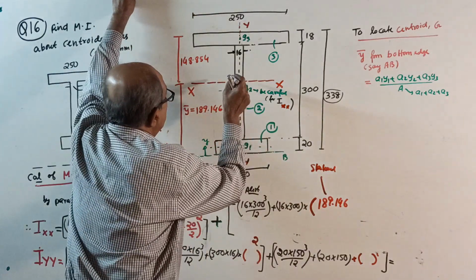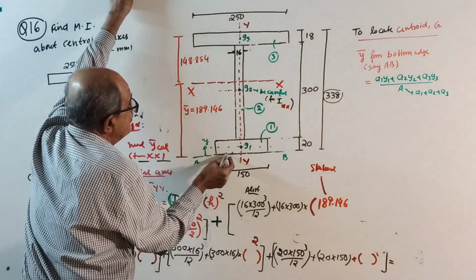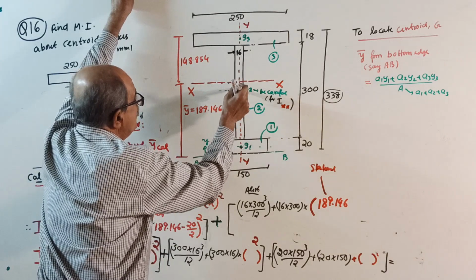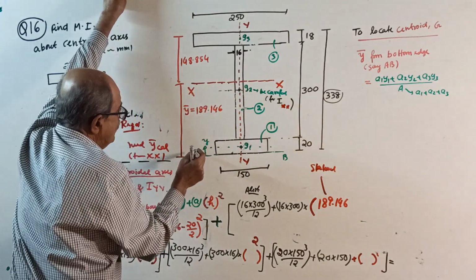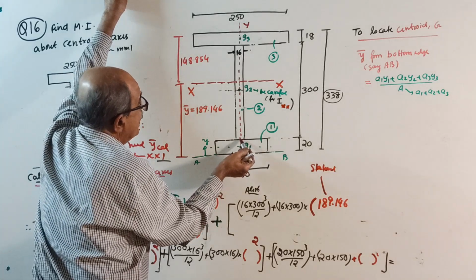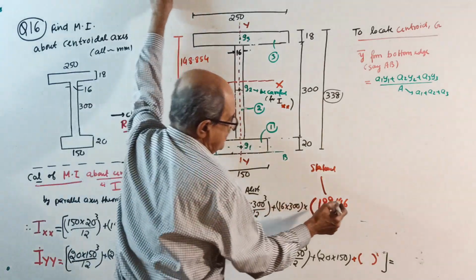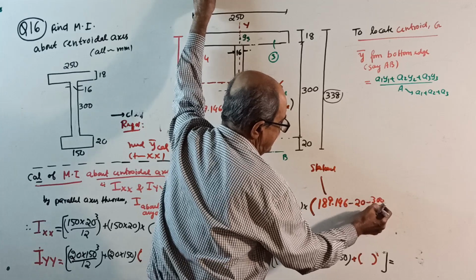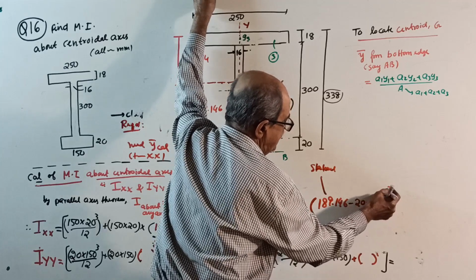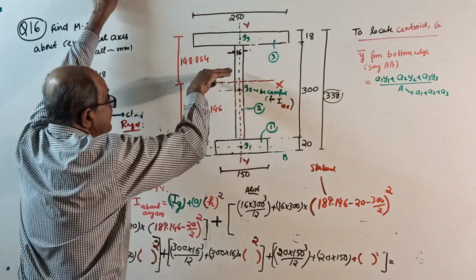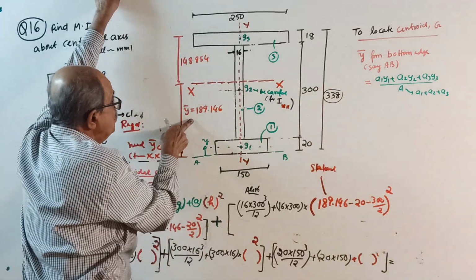189.146 is from xx to the extreme bottom. Your G2 is here. So we want this distance squared: 189.146 subtract 20 and also subtract half of 300, that square. Be careful, very crystal clear, this distance squared. Since G2 is below, use this distance.